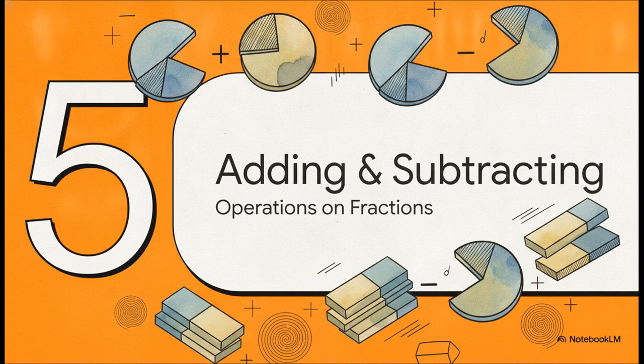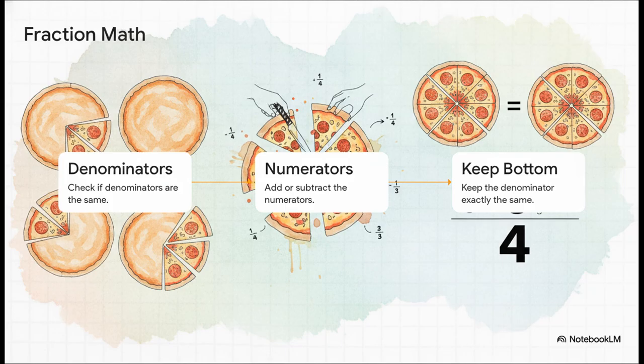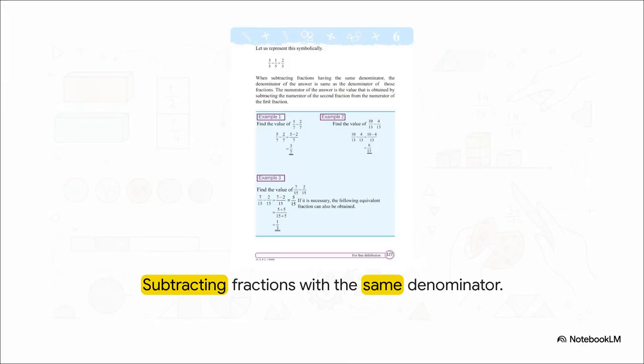Finally, we arrive at Section 5. Adding and subtracting fractions, operations on fractions. Now, to make sure you never make a mistake here, Chapter 9 gives us a crystal clear method. Step 1, ensure your denominators are identical. Step 2, do your math, add or subtract, but strictly on the numerators. And Step 3, keep that denominator exactly the same. The absolute key takeaway here is that our total number of equal slices must remain completely unchanged while we add or subtract. Let's put that into practice with an example straight from the text.